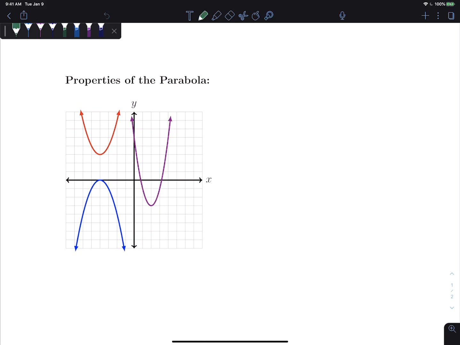Okay, so here's the thing. Parabolas are basically just U-shapes. They either open up or they open down. That's pretty much it for parabolas. Now, it's not really a U, but you can think of it as a U.